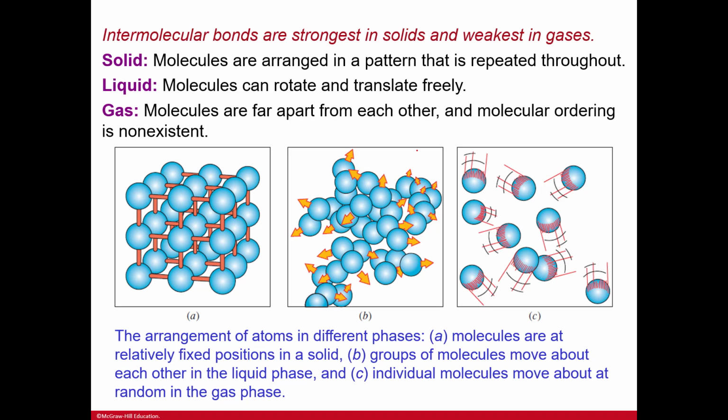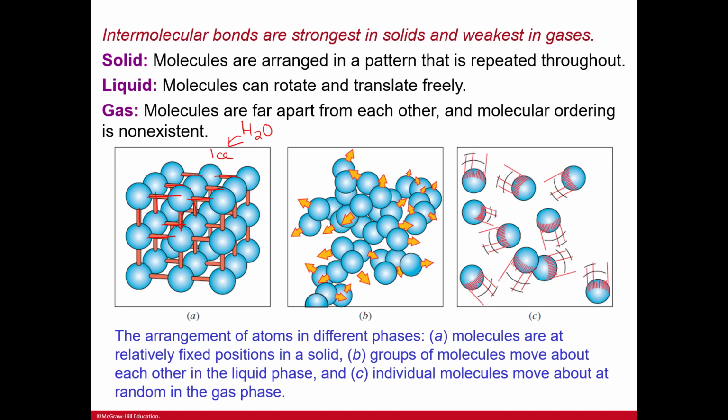Molecules are arranged in a pattern that is repeated throughout, and you see these are very uniform bonds, very structured. Think of this: let's take the same material in 3 different forms. Let's look at water, right? So H2O. H2O in this form is going to be ice.